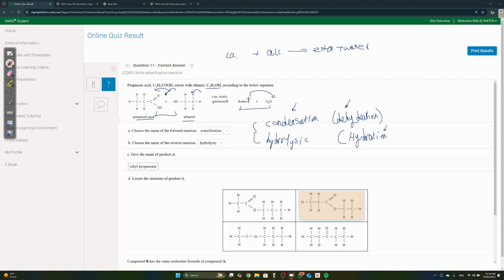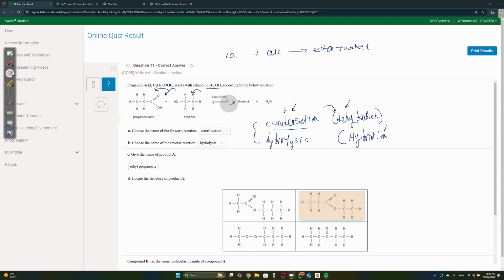So whenever you're building one molecule, we call it condensation or dehydration. Whenever you're going the other way around and you're breaking down a molecule into two subunits, or not subunits necessarily, two smaller molecules, that's called hydrolysis. Okay, that's why the answer is hydrolysis. Give the name of product A. By the way, someone's going to tell me, why isn't the answer here condensation? Because you're forming an ester, so we call it esterification.